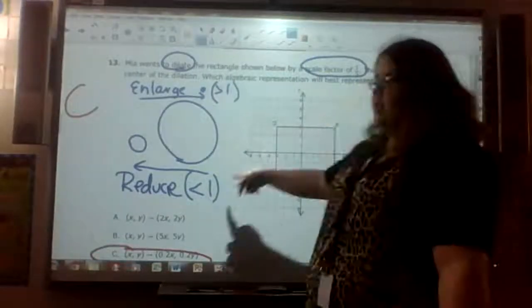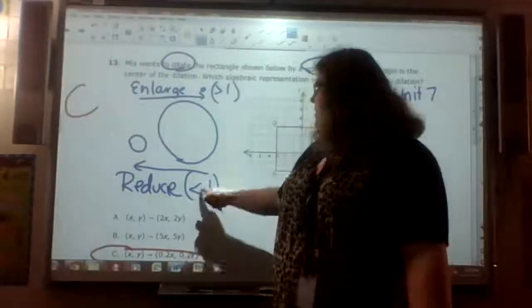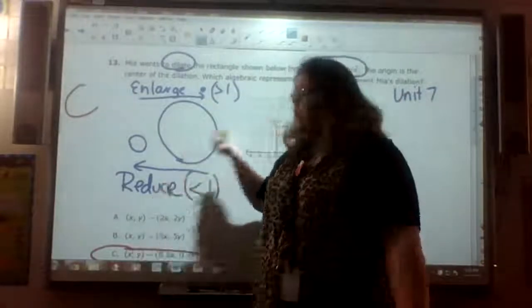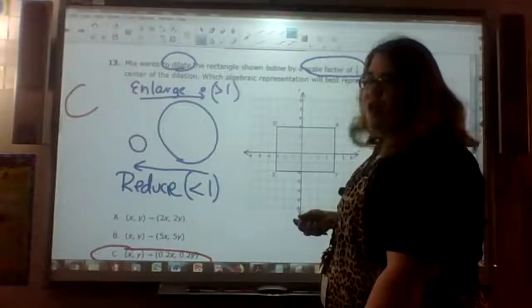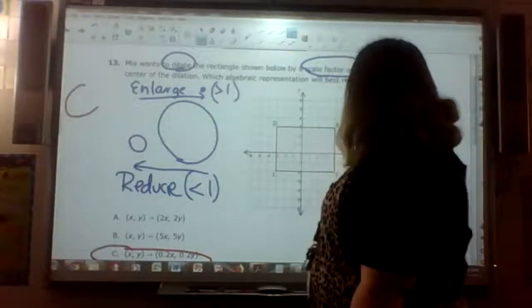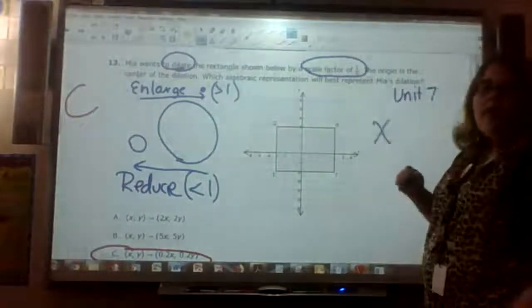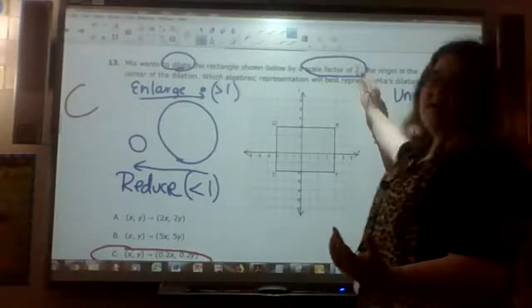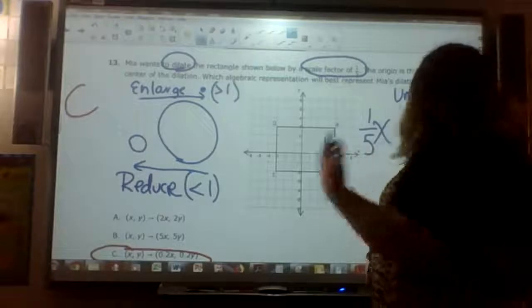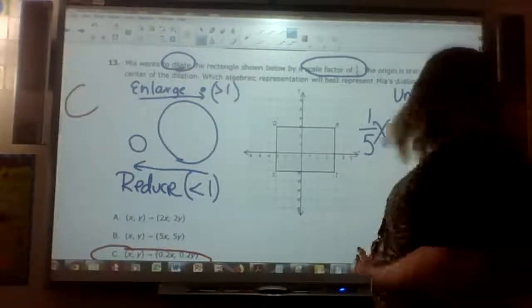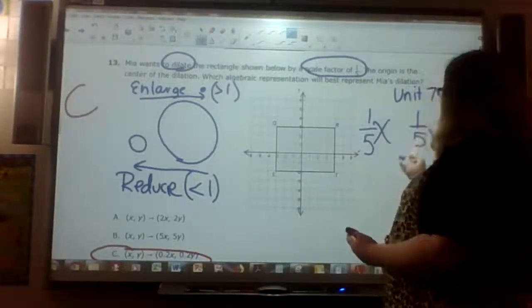Well, 1/5: 1, 2, 3, 4, 5. It's less than 1, which means I'm actually going smaller. 6, 7, 8, 9, 10. So it's asking what's going to happen to this figure. It means I'm basically taking my x and multiplying by a number less than 1. I'm multiplying by 1/5, and I'm taking my y value and multiplying it by 1/5.